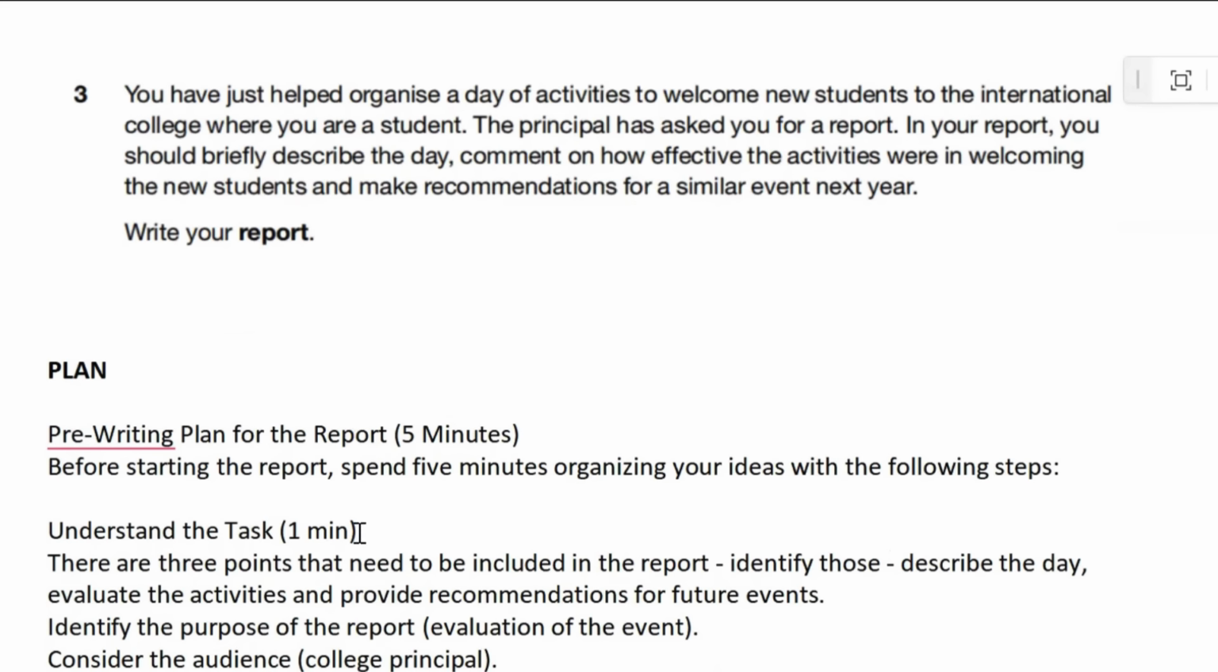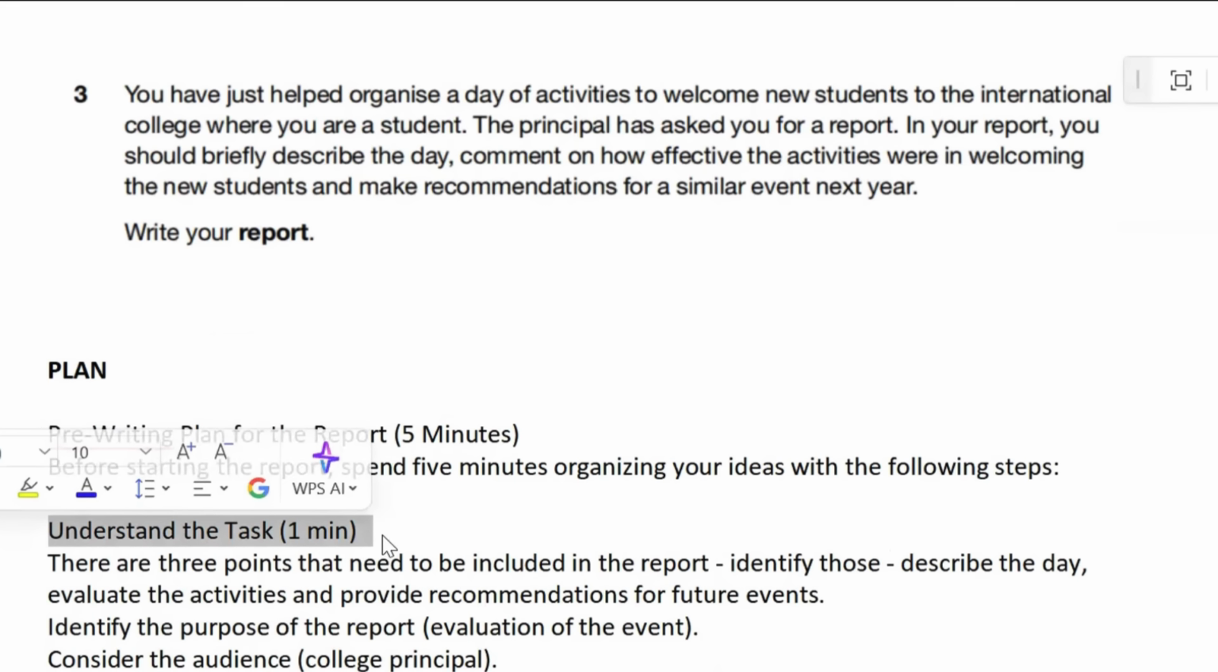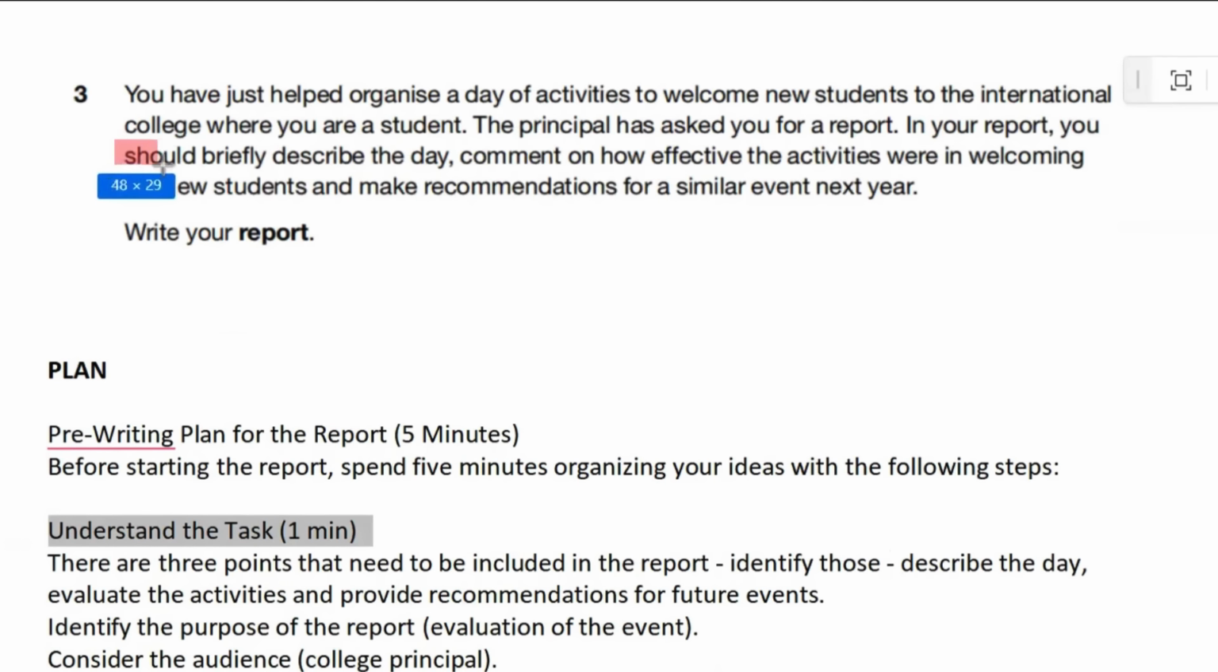First of all, we should think about what we have to do, understand the task, what is being asked of us. So we know from the report that we have to do 3 things. If you look at our question here at the top, you can see that we've been asked to talk about 3 things. You should describe the day. So that's number 1. We've got to describe the day, the activities, what happened in this welcome day for international students.